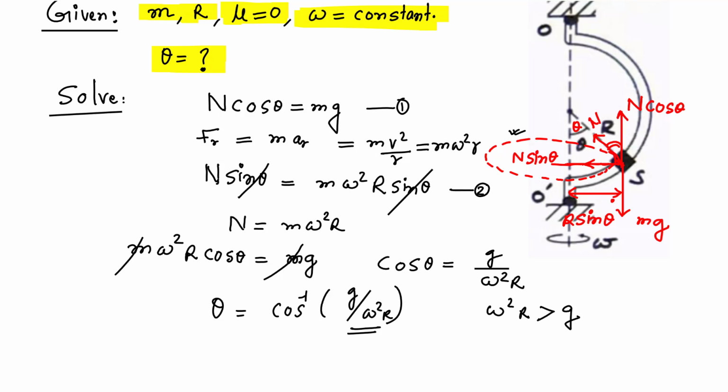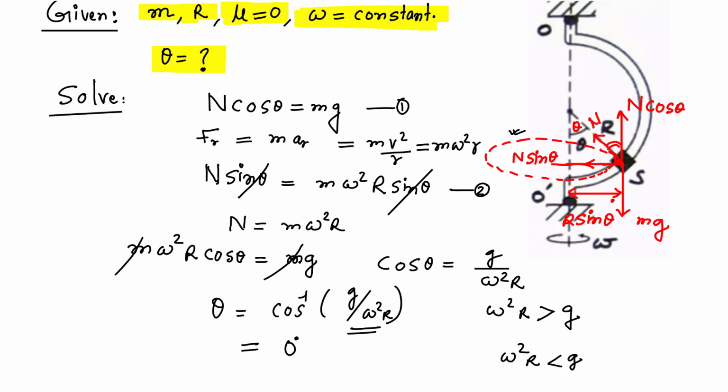Now if you have another situation, that is g is greater than omega square r, or you can say omega square r is less than g, in that case this term will be greater than 1, and there will be no solution for theta. In that case what will happen? This sleeve will come to the minimum position, and from there it will make a circle. So in this case theta is equal to 0 degrees, you can say.